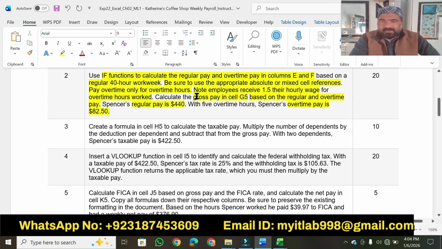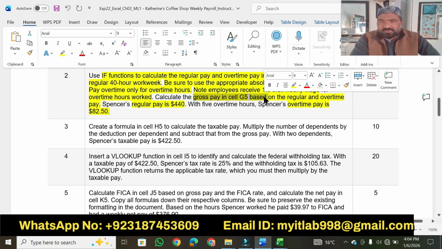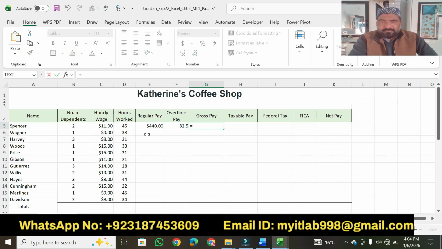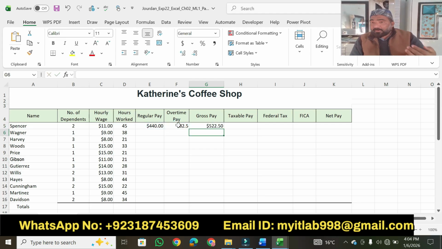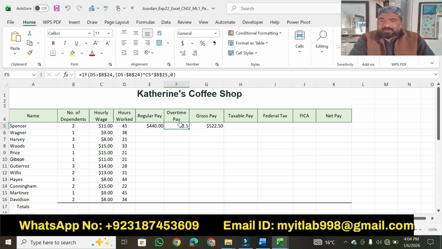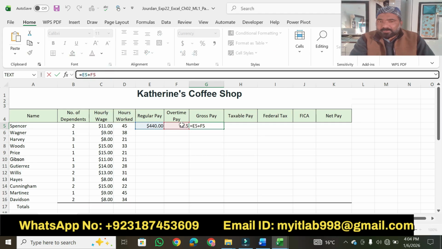Now we have to calculate gross pay G5 based on regular and overtime. Here we use equal, then this one plus this one and press enter. So in question number one, there are three formulas we have used. First for regular pay, this one. Then we use the overtime pay formula, this one. And in the last part, we have to find gross pay, meaning regular pay plus overtime pay.